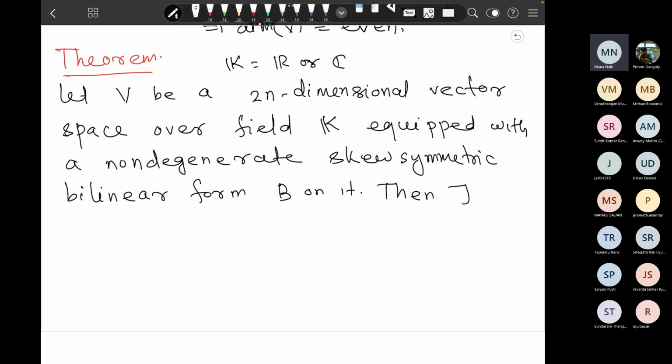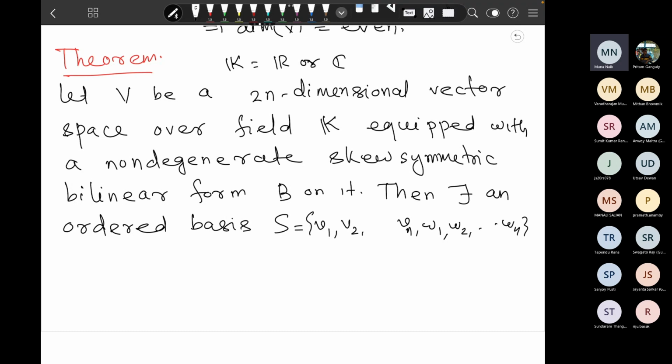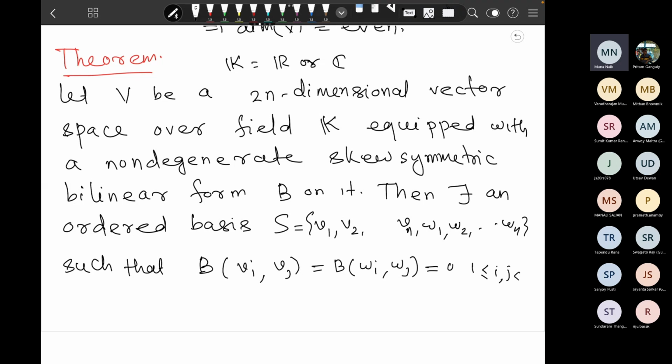then there exists an ordered basis S equal to v1, v2, ..., vn, w1, w2, ..., wn, so that B of vi, vj is equal to B of wi, wj is equal to 0 for 1 less than or equal to i, j less than or equal to n, and B of vi, wj is equal to delta ij.